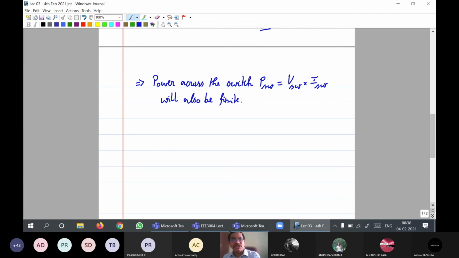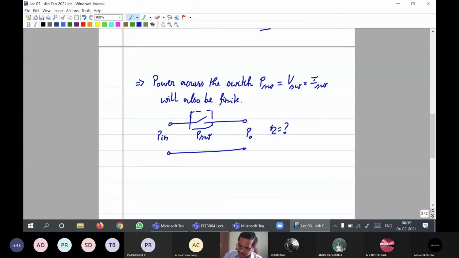So during power conversion, during power transfer from the input side to the output side, in between we have a switch. So it is like this. We will have an input port, we will have a switch, we will have an output port. So in between, if we have power dissipated across the switch, then what will happen to efficiency? Obviously, power dissipated across the switch should be as minimum as possible for efficiency being as high as possible. Ideally, what should be PSW?